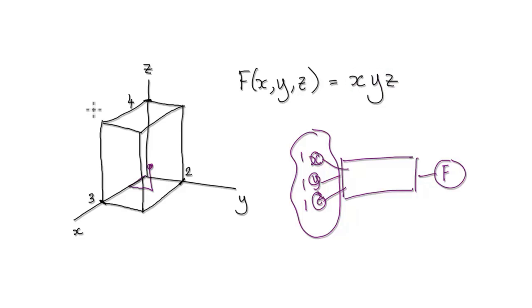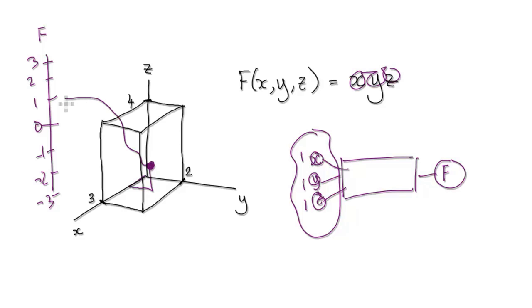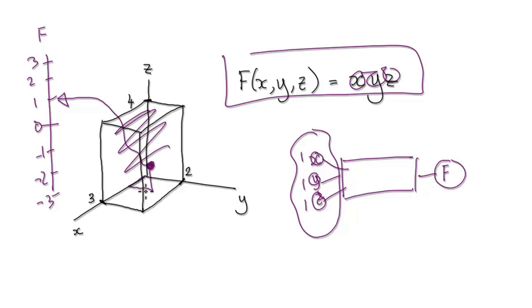So for this capital F, you've got to imagine a new axis, capital F, 0, 1, 2, 3, and so on, negative 1, negative 2, negative 3. At this domain point, 1, 1, 1, it will spit out a value of 1 times 1 times 1, so a value of 1. And our job in this video is to find the average value of this within this domain.